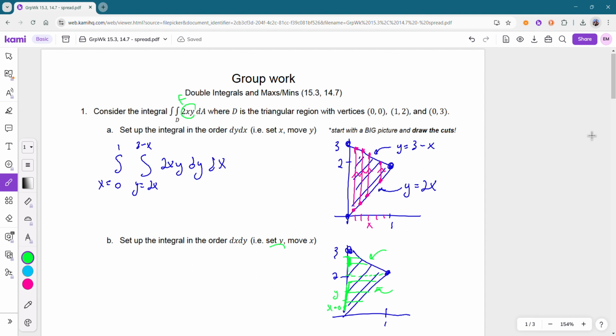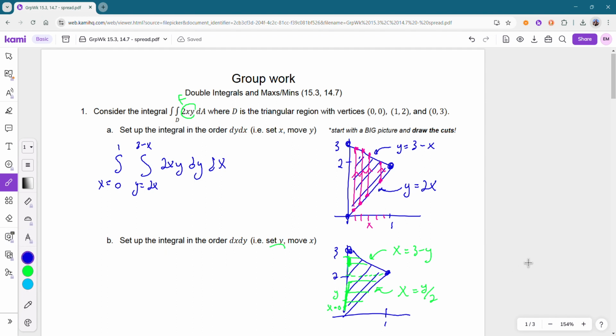We'll want to solve our equations for x. So at the bottom, from y equals 2x, we get that x is y over 2. And up here, since y equals 3 minus x, if we add x and subtract y, we get x is 3 minus y. And so these will give us our start and stop instructions for x on both of these chunks of our region.